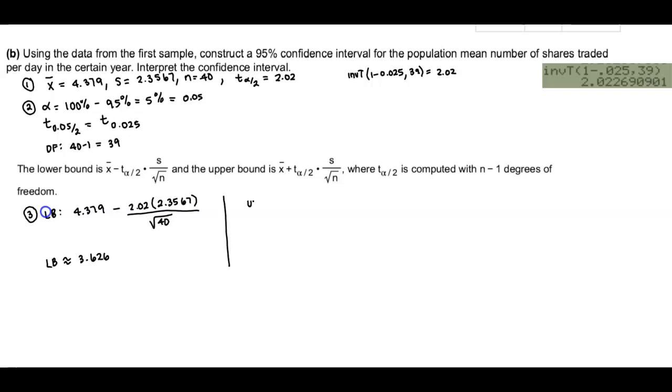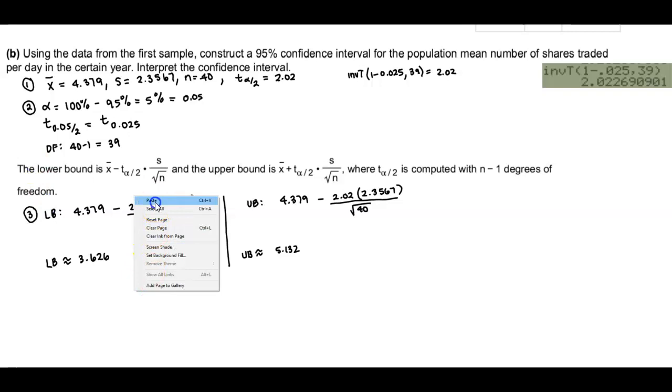Likewise, we want to find the upper bound. It's going to be, again, the sample mean, which is 4.379, plus the critical value of 2.02 times the sample standard deviation of 2.3567, divided by the square root of the sample size, which is 40. So therefore, the upper bound is going to be 5.132.